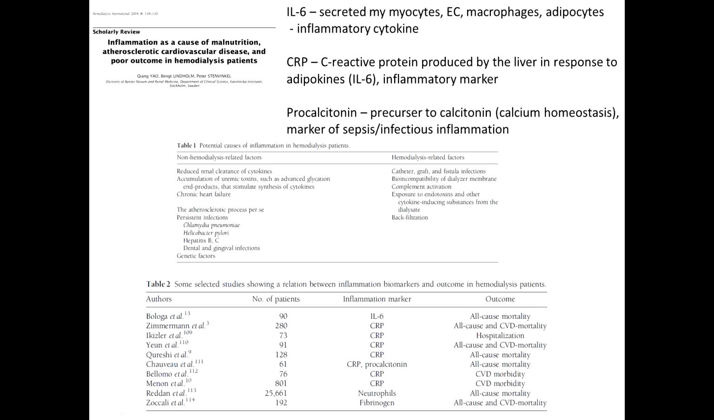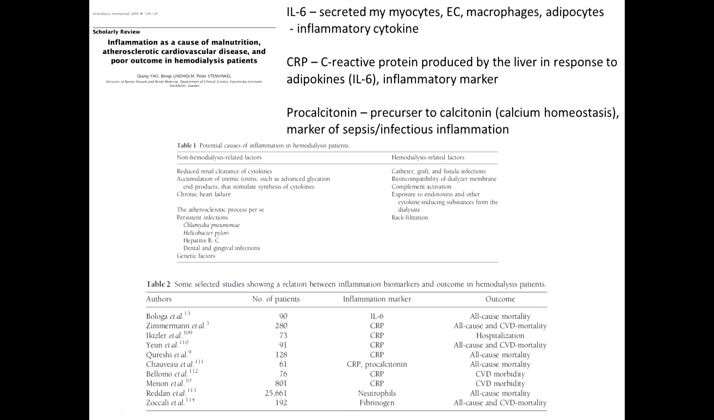So if we look at this Table 1, potential causes of inflammation in hemodialysis patients. Non-hemodialysis factors: reduced renal clearance of cytokines, that makes sense. Accumulation of uremic toxins such as advanced glycation end products. So in the previous slide on mitochondrial function, I said you should look up AGE. Well, this is what AGE is, advanced glycation end products that stimulate the synthesis of cytokines. Chronic heart failure. Okay. The atherosclerotic process per se can be caused by persistent infections, and I'll talk a little bit about that in, I think, the next slide.